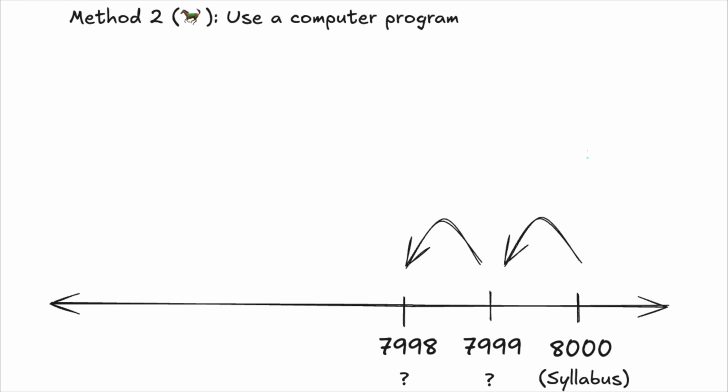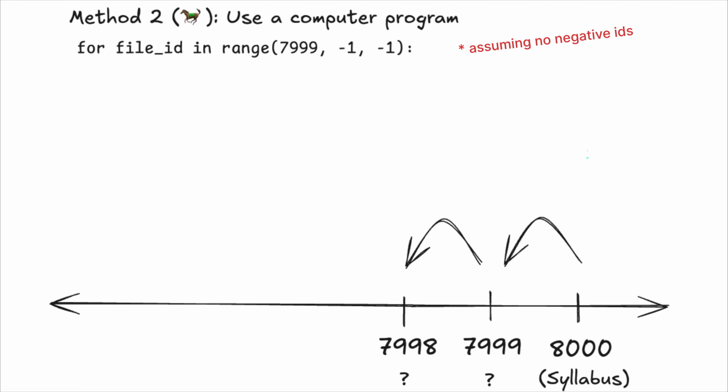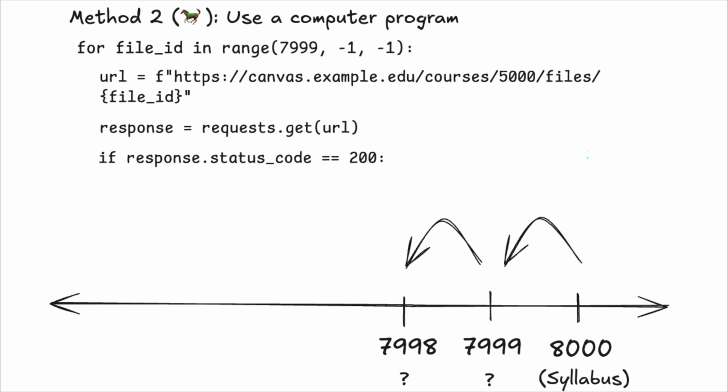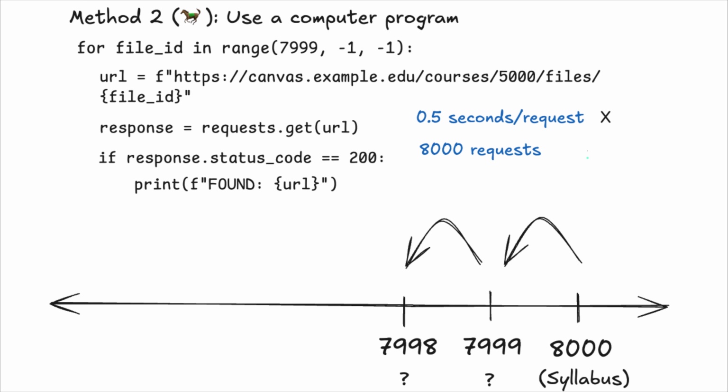Here's a very simple Python script to automate method 1. For file IDs from 7999 to -1, we will dynamically construct the URL for each specific file ID and store that result. Then, we will make an HTTP request to the stored URL. If the HTTP response status code is 200, which means the request was successful, then we will print that we found the URL. Let's say each request takes 0.5 seconds. Then this script will take roughly 8000 steps times 0.5 seconds, which equals 4000 seconds, or 1.1 hours. This is definitely faster than method 1, but not as fast as myself in the bedroom.